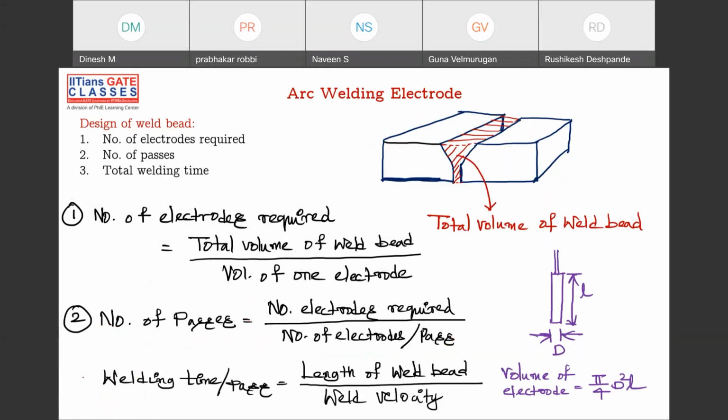Fine. Welding time per pass is nothing but the length of the weld bead divided by the weld velocity. How? Length divided by velocity. Velocity is L by T. So L cancels, T will go up, so time will come. So that is the welding time per pass. Cool. Okay.